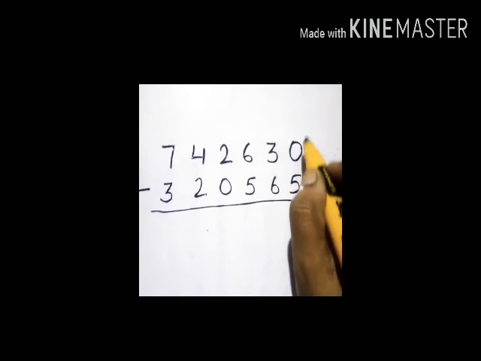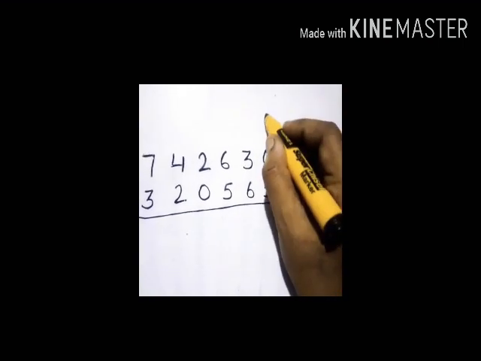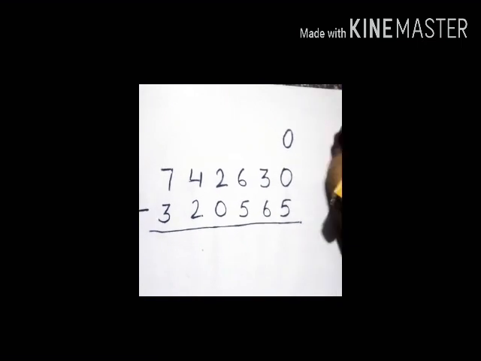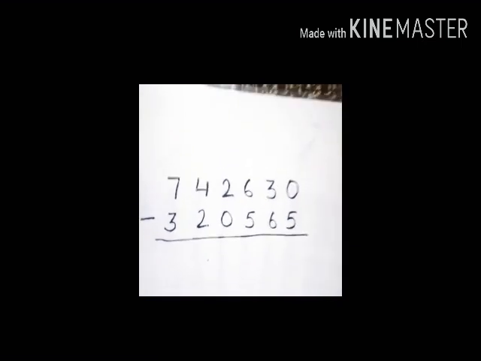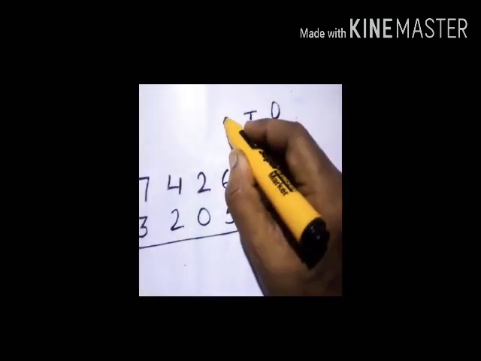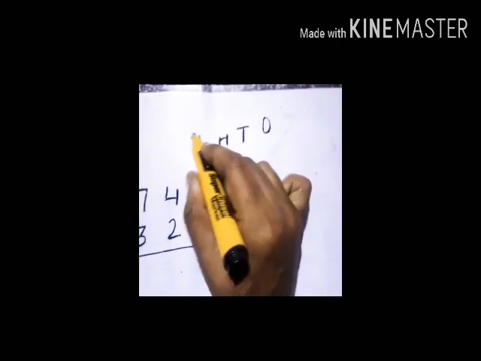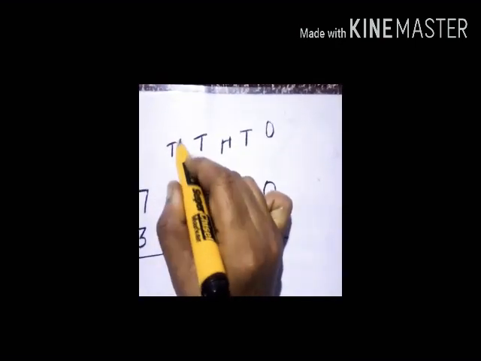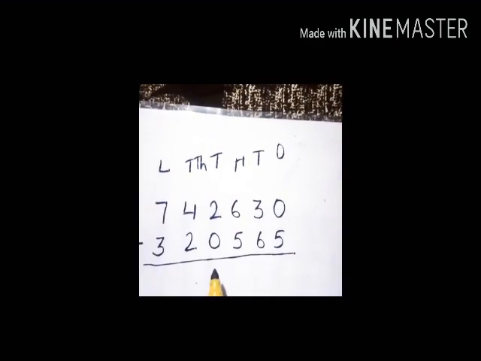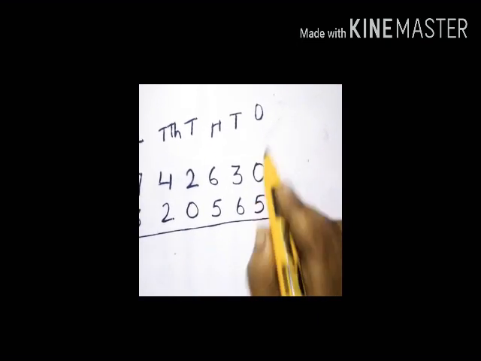While doing subtraction, you have to start from the ones place. This is ones place. This is tens place. I'll write it here. The top: ones place, tens place, then hundreds place, then thousands place, 10,000s place, and lakhs place. Okay, now we have to start from the ones place.